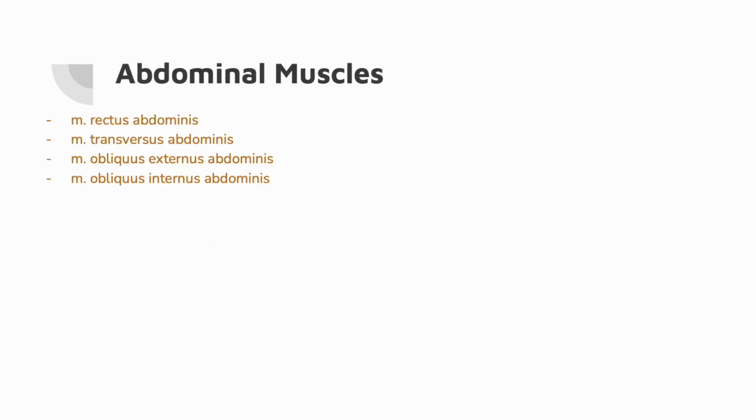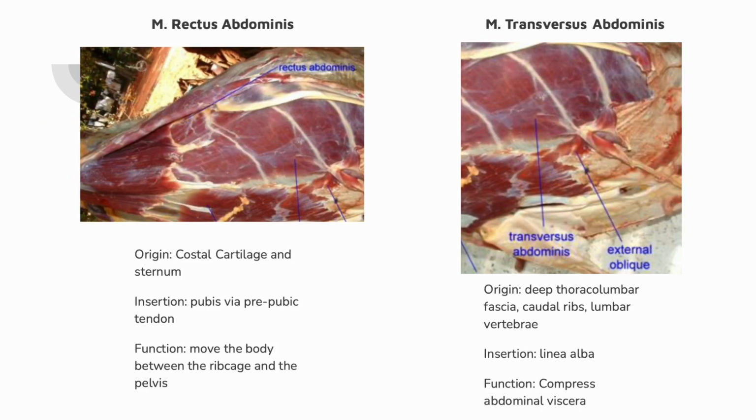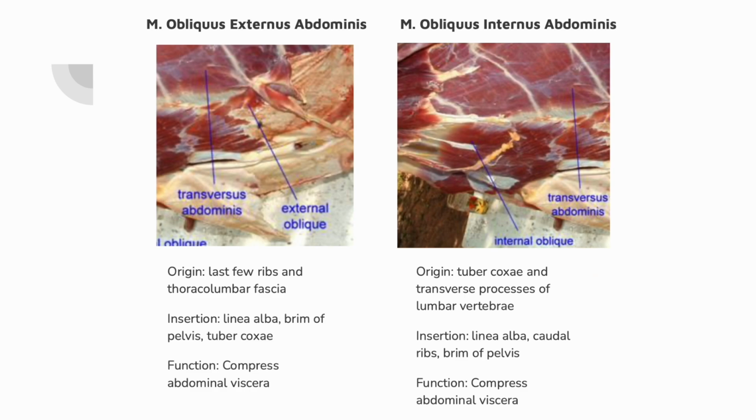So the next set of muscles are the abdominal muscles, and we're going to start off with the rectus abdominis muscle. This forms the muscular floor of the abdomen. Its origin is the costal cartilage and sternum, insertion is the pubis via the prepubic tendon, and its function is to move the body between the ribcage and the pelvis. And so the transversus abdominis is the deepest of the abdominal muscles, originating in the deep thoracolumbar fascia, the caudal ribs, and the lumbar vertebrae, and it's inserted in the linea alba. And its function is to compress the abdominal viscera.